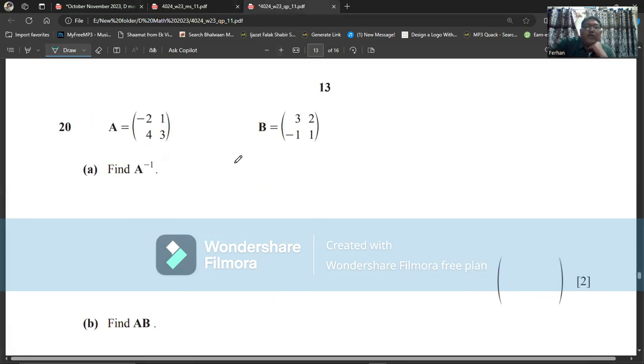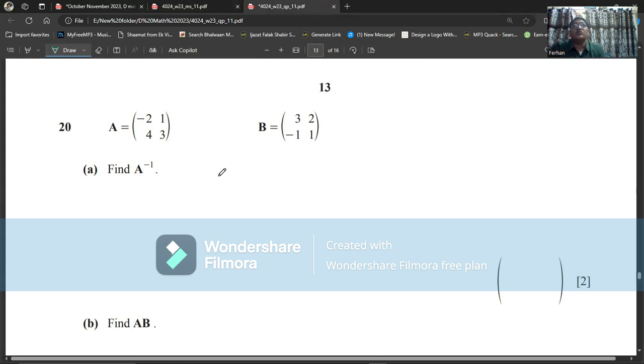Okay, so on your screen, question number 20 is showing up. It says the matrix A, which is a 2 by 2 matrix, is minus 2, 1, 4, 3, and B is 3, 2, minus 1, 1. In the first question, they are asking the A part, A inverse.